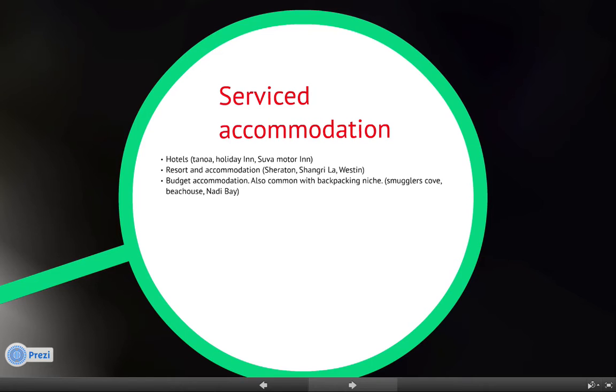And we also have budget accommodation. Some of the budget niches are Smuggler's Cove and Beach House at Smuggler's Cove in Wailoloa in Nadi, Beach House at the Coral Coast, and Nadi Bay, which is also in Wailoloa, very famous hotels.